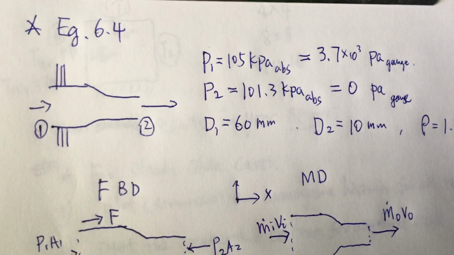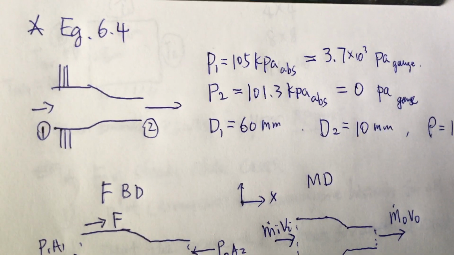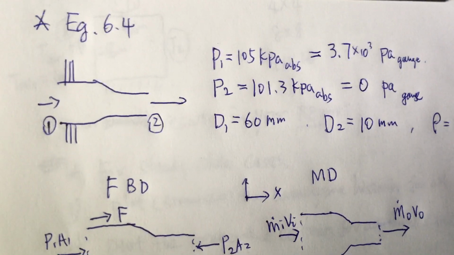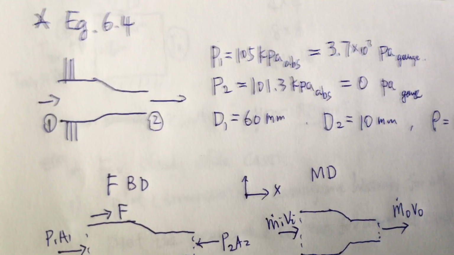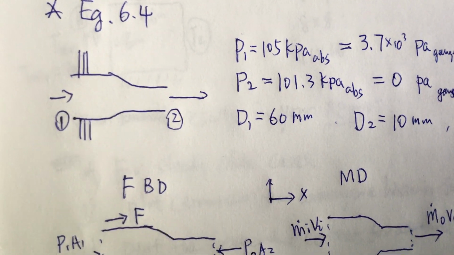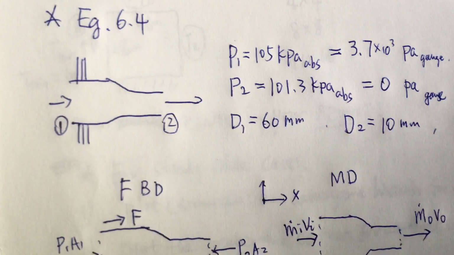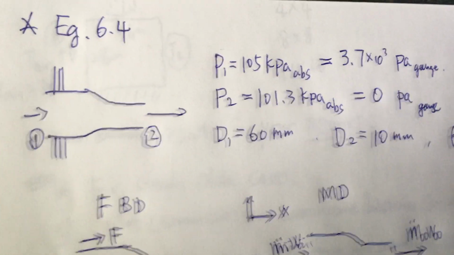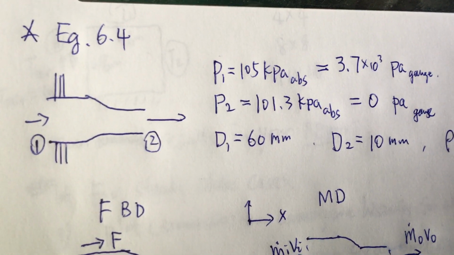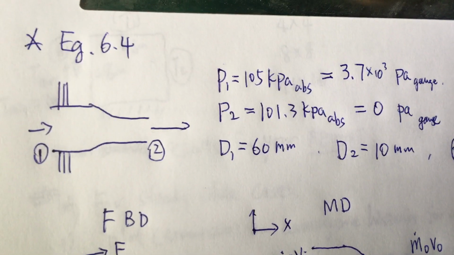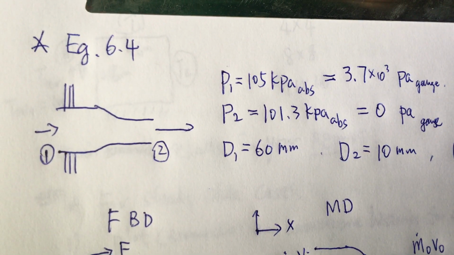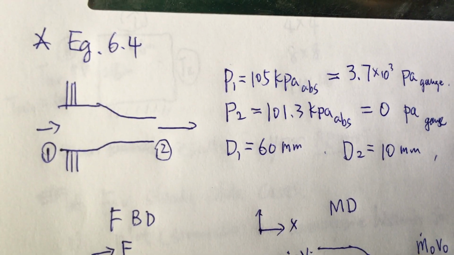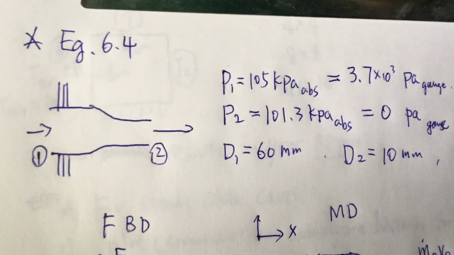Pressure at the inlet is 105 kPa absolute. The pressure at the outlet 2, P2, is 101.3 kPa absolute. You know, the atmospheric pressure is 101.3 kPa absolute. So you better convert both pressures into gauge pressure for simplicity of your calculation. So P2 is atmospheric pressure, it's 0 Pascal gauge. So P1 will be 3.7 times 10 to the 3 Pascal gauge, 3,700 Pascal gauge, right? These two pressures are given at the inlet and outlet.